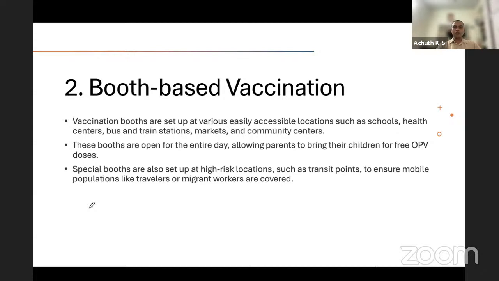The booths were kept open for the complete day, so that parents can come and get their children vaccinated at any point of time. And special booths were set up for high risk locations, like we say jhopadpatti, or any transit points or where the migrant workers are staying, to cover the maximum children.